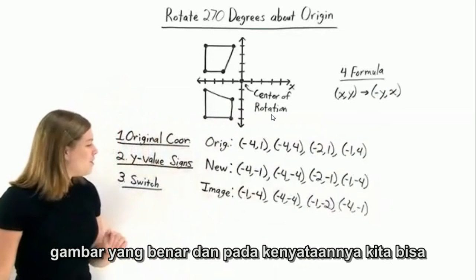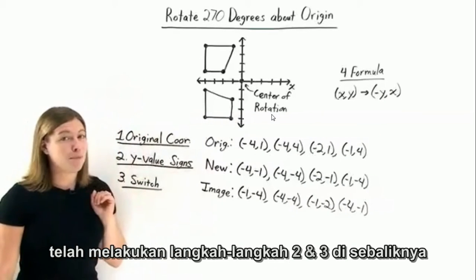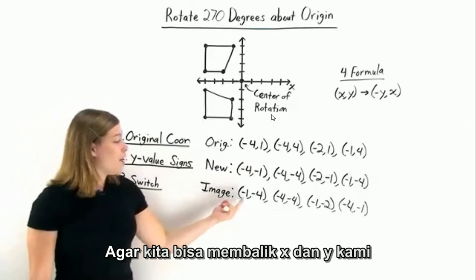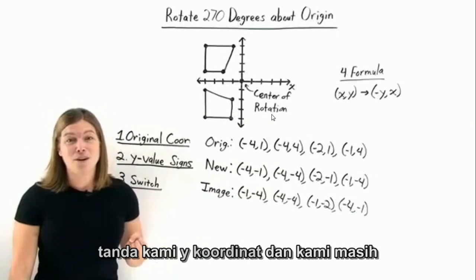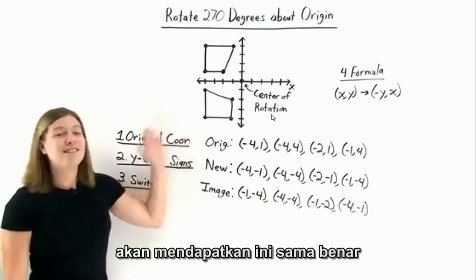And in fact, we could have done steps 2 and 3 in the opposite order. We could have flipped our x and y coordinates first, and then changed the sign of our y coordinate, and we still would have gotten this same correct image.